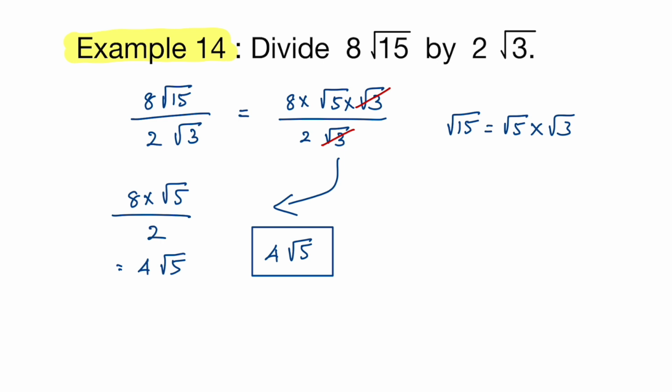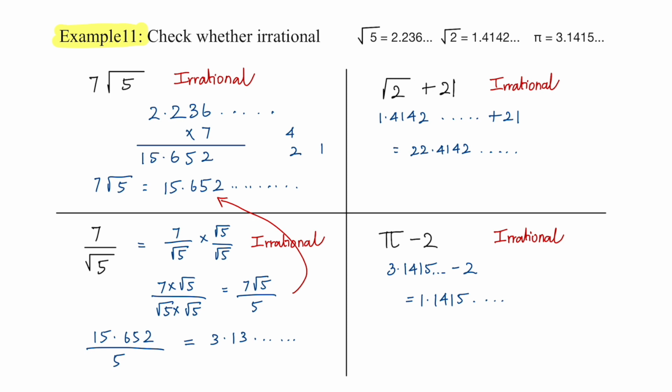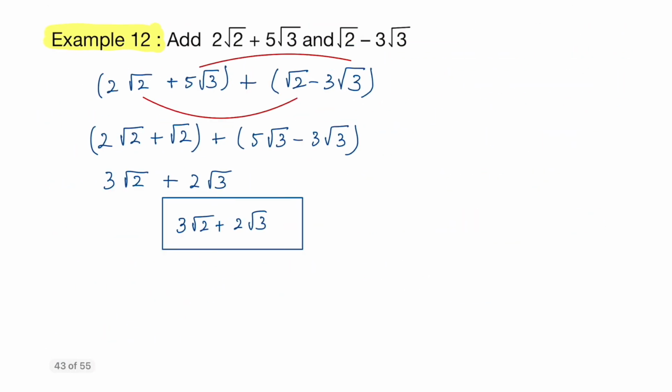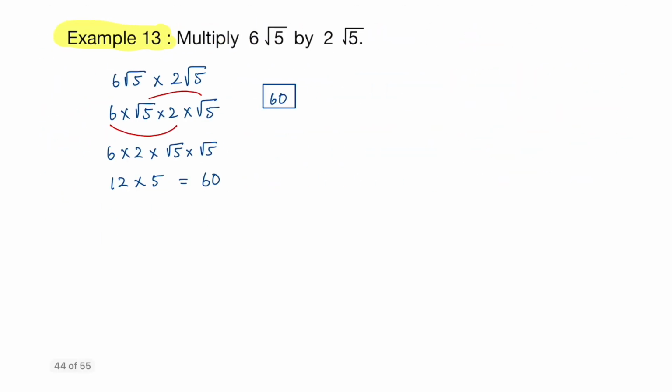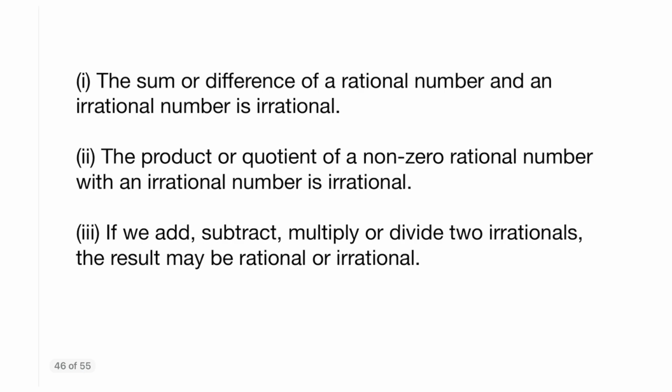Okay, so those are the questions that we have seen here. We have seen the first question where we found these numbers to be irrational in nature, and we have also performed addition, multiplication and division on irrational numbers. So now we are going to come up with the inferences that we have observed so far. Okay, so the inferences are: the sum or difference of a rational number and an irrational number is irrational.